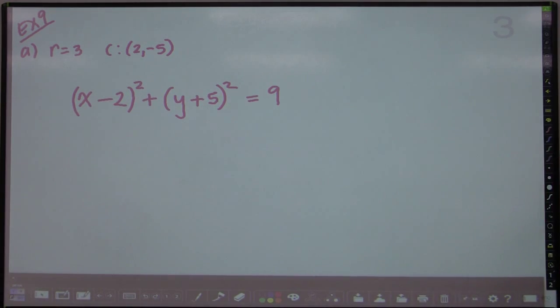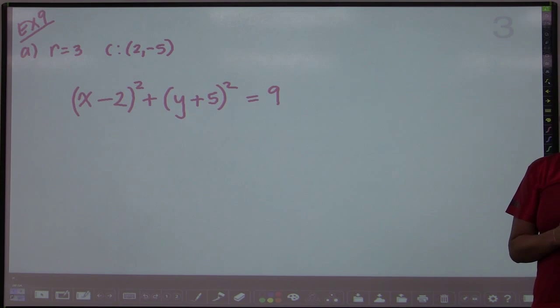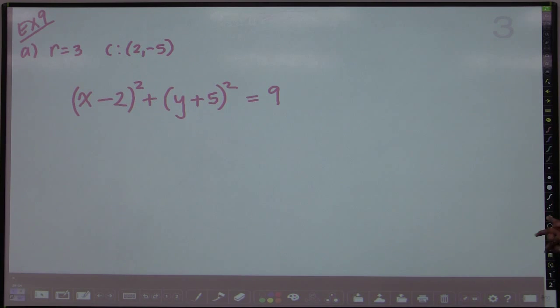So the next one we're going to do is not going to be as straightforward, but you realize that the only way that you can write the equation of a circle is if you know the center and if you know the radius. That's all you need. So in the next example, they're not telling us what the center is. But we're going to use our midpoint formula and our distance formula to figure it out.